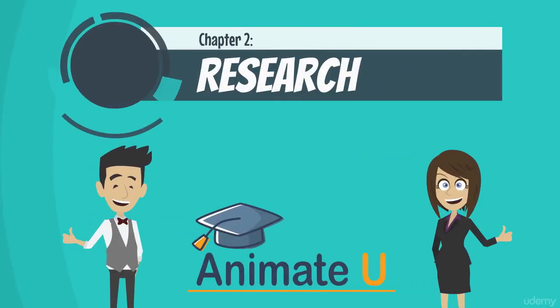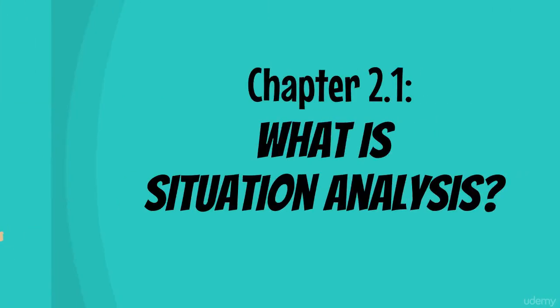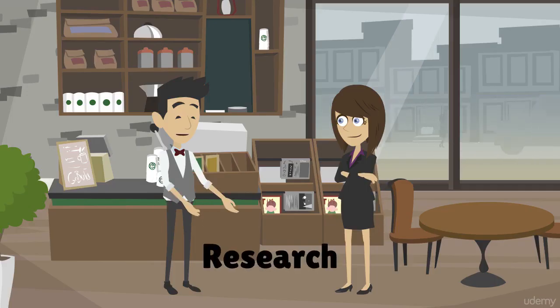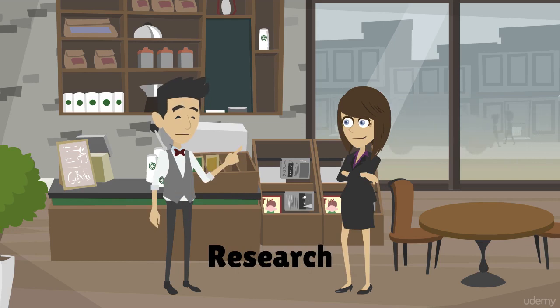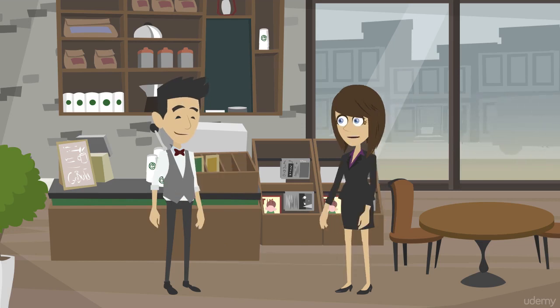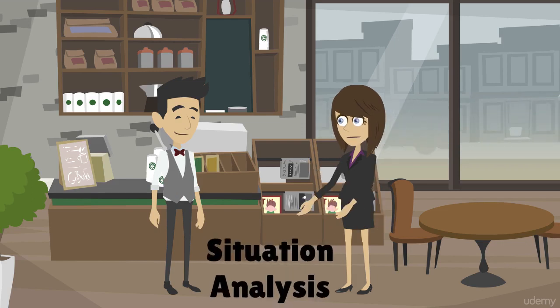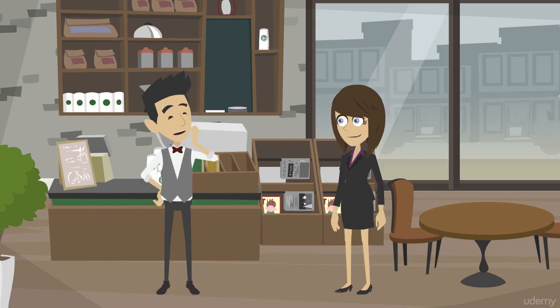Chapter 2. Research. Chapter 2.1. What is situation analysis? First, I should do research. Why do I do research, Susan? Research helps you to understand your business situation clearly. It is called situation analysis. How do I do a situation analysis?